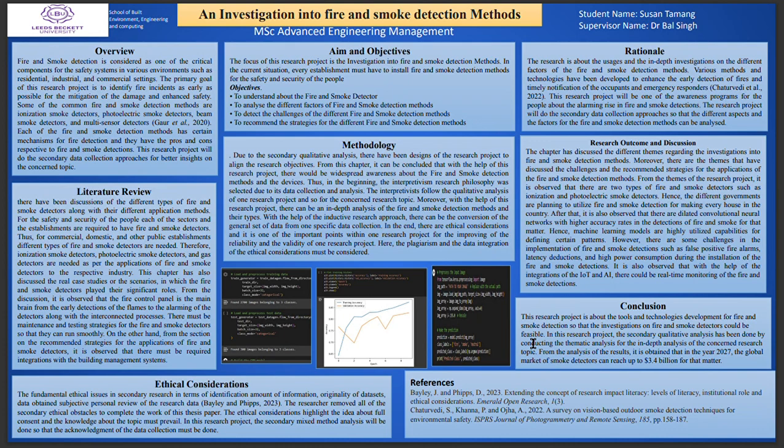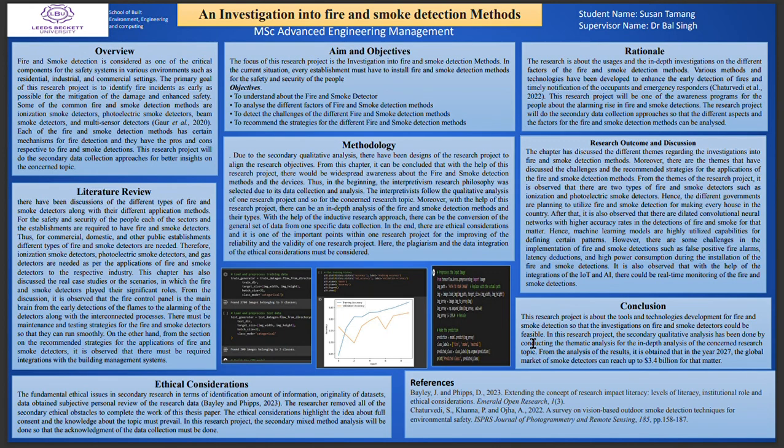The research project uses a secondary data collection approach so that the different aspects and factors of fire and smoke detection methods can be analyzed, and qualitative data analysis has been done in this research. Talking about the ethical consideration, the fundamental ethical issues in secondary research are identification, amount of information, originality of data sets, data obtained, and the subjective personal view of the research data. The ethical consideration highlights the idea of full consent, and I got the full consent from the profession and the university.